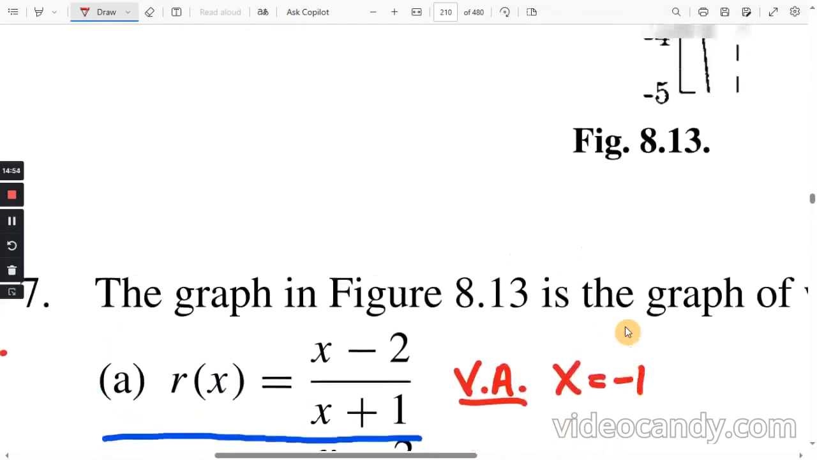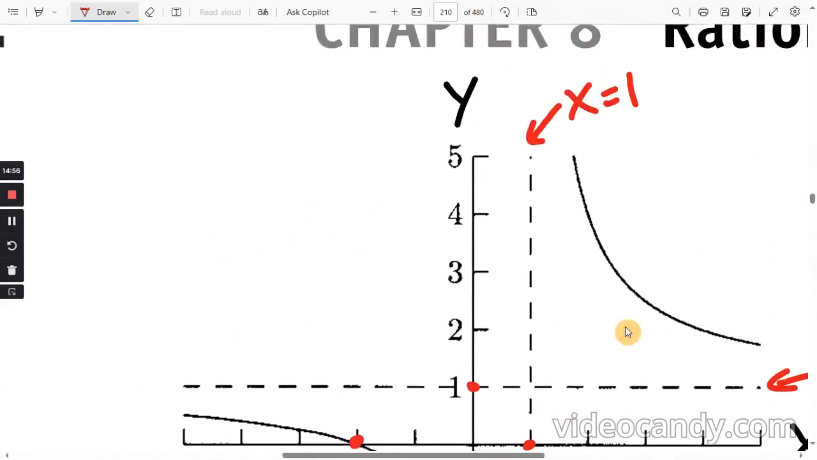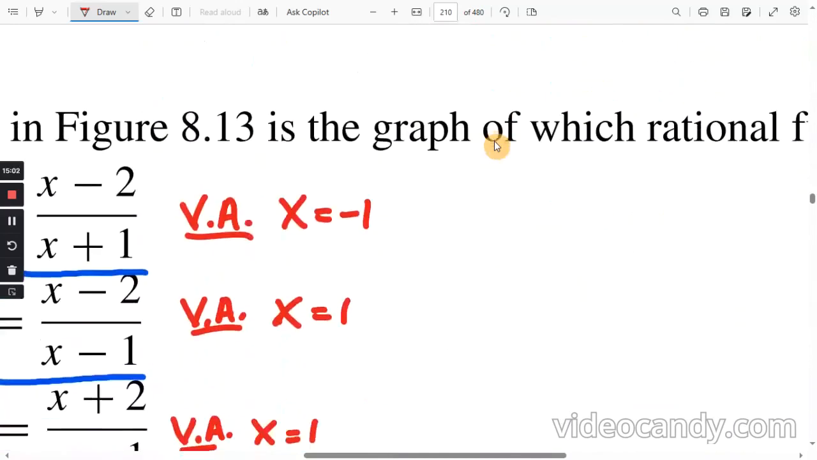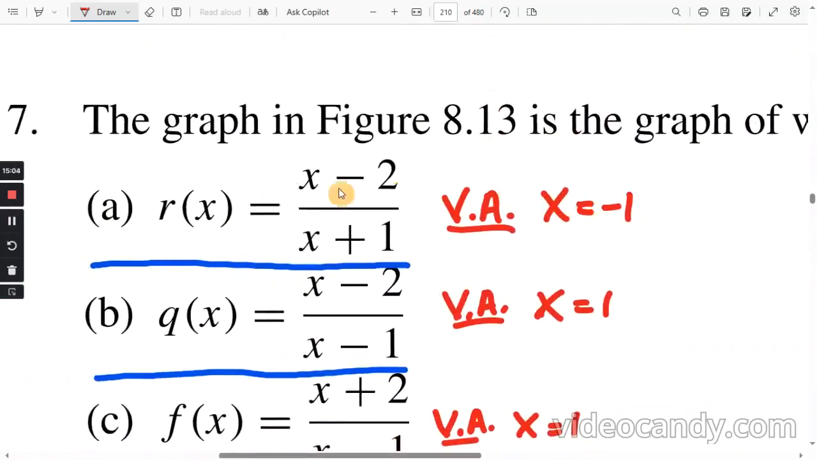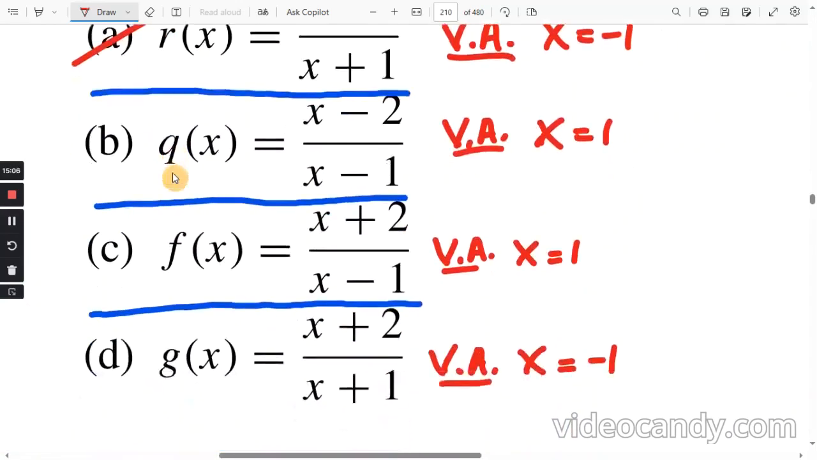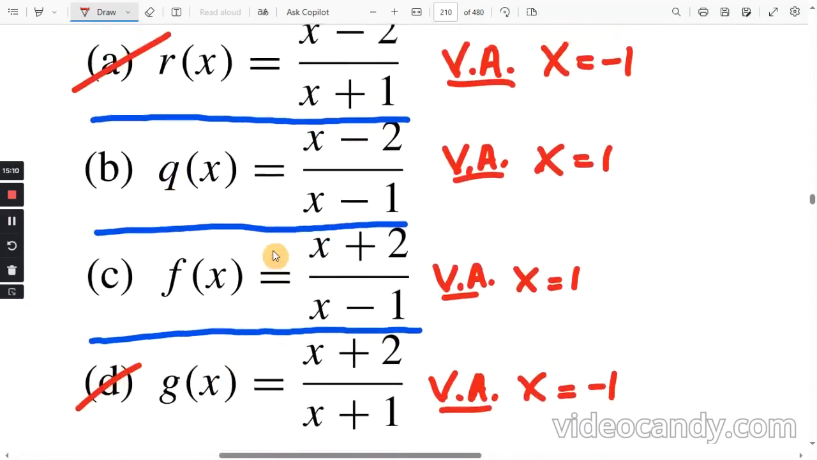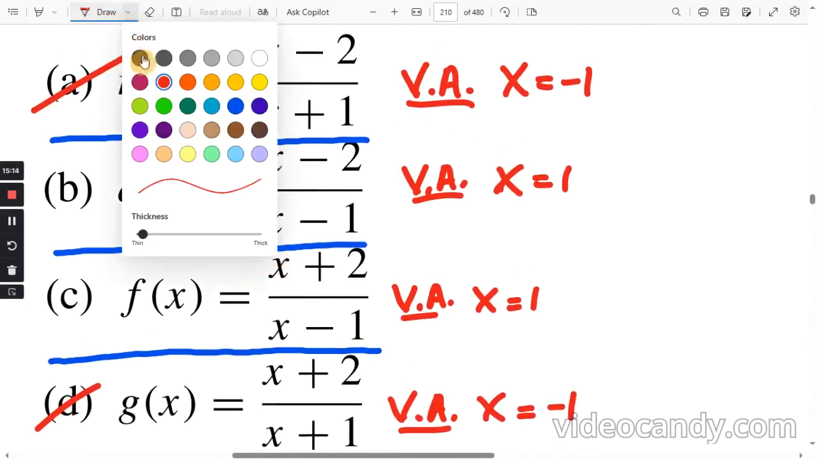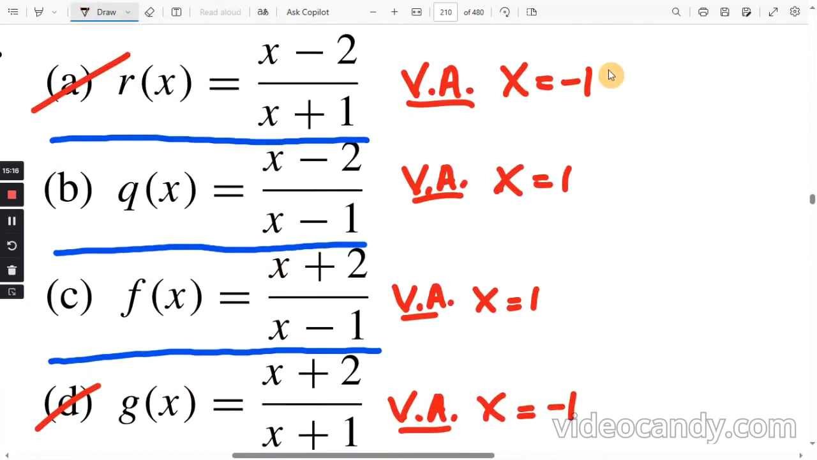All right, so our vertical asymptote is x equals 1. So anyone that doesn't have that, we're going to eliminate. All right, here it says -1, eliminate. Here it says -1, eliminate. So we narrowed it down to 2 of them. All right, now let's see what else we can do. So this is gone and this is gone.